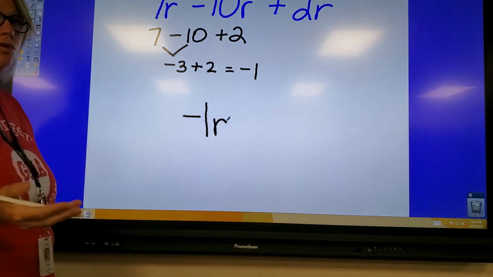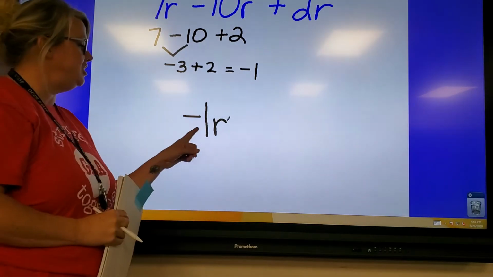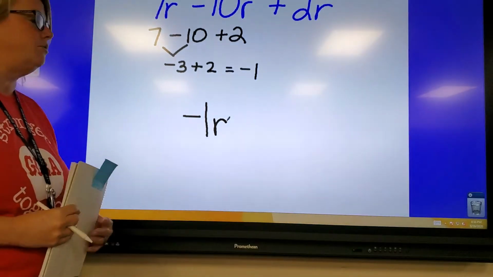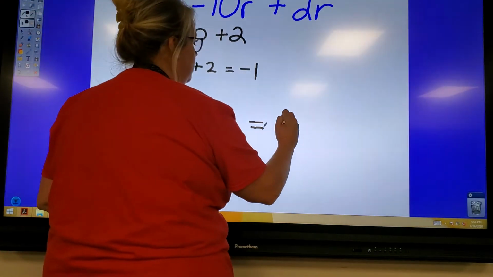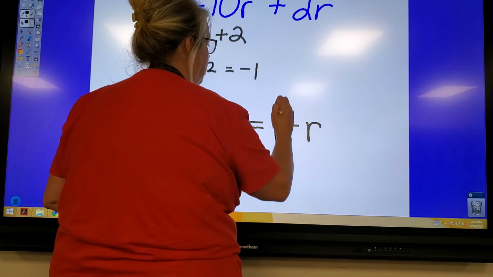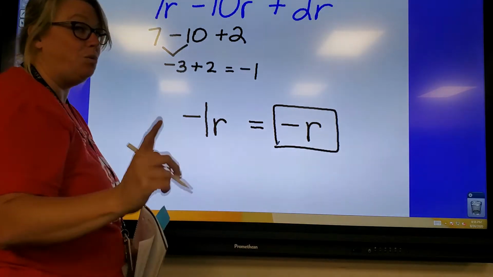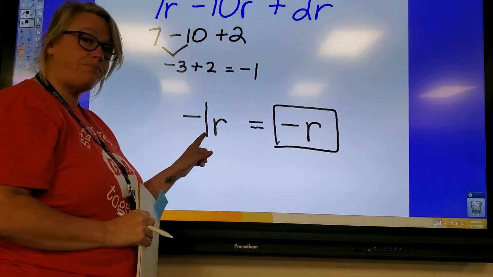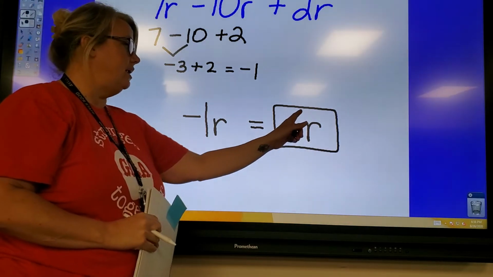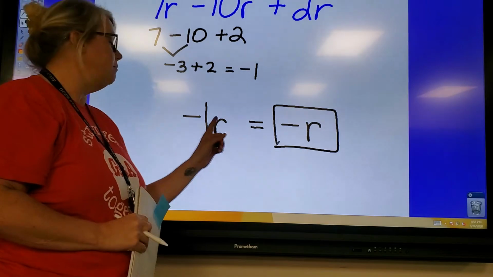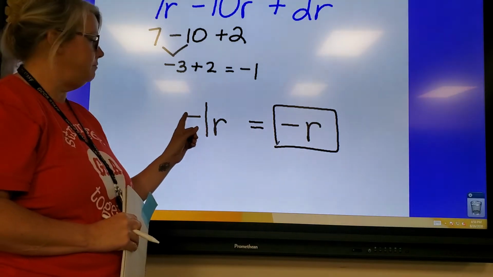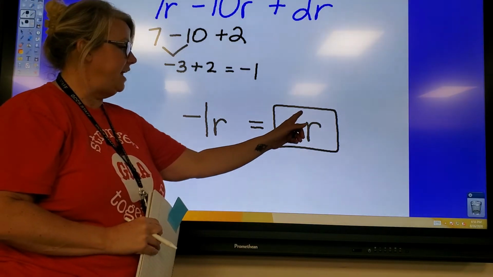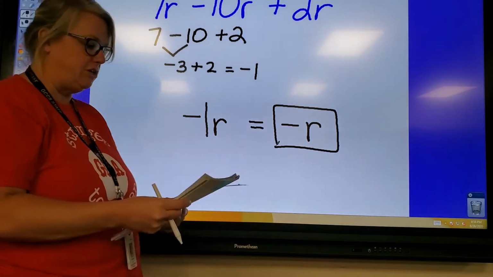Now there's actually another way that you can write this. If your coefficient is a 1, you really don't even write it. So what this means is just a negative r. That is the best way to write it, okay? Again, if your coefficient is a 1, you do not show the 1 right there. But notice the negative sign did not go away, all right? I'm going to know that that's a negative 1. That's kind of like an imaginary 1.